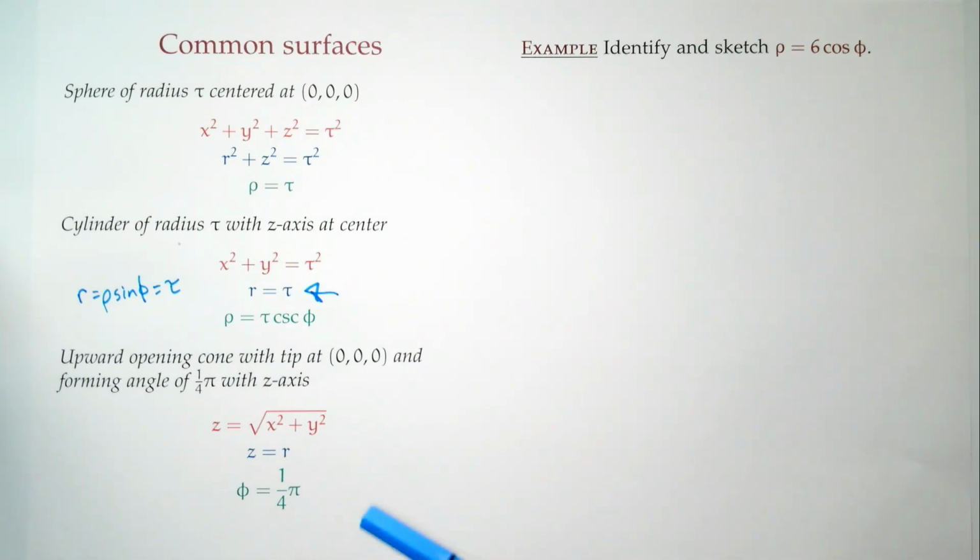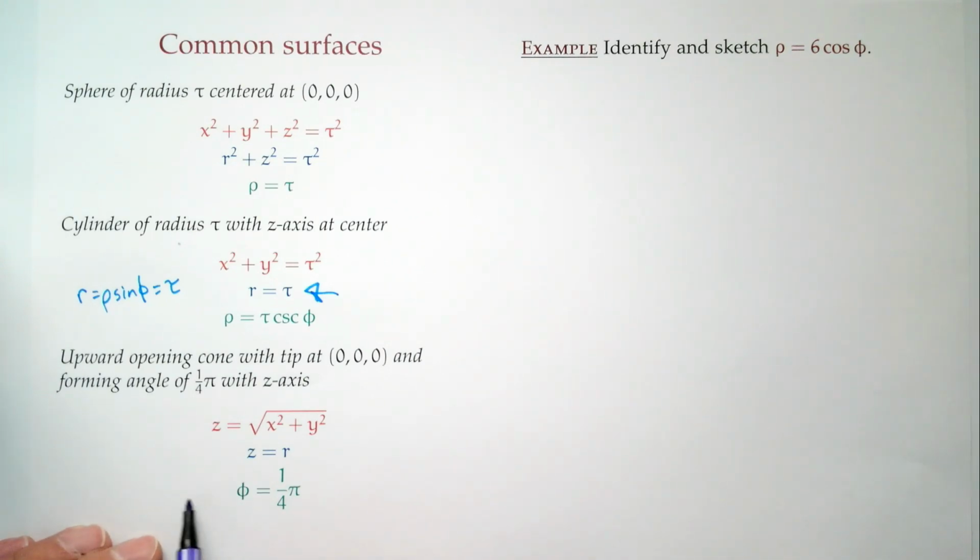How about this one? The upward opening cone, the tip is at the origin, and it forms an angle of pi over 4. So this is a cone that we're going to see in a lot of examples. There's lots of cones. We can adjust the cone by doing various things. So in Cartesian coordinates, z equals the square root of x squared plus y squared. Okay, that's not so bad. In polar coordinates, z equals r, and in spherical, it's pi fourths.